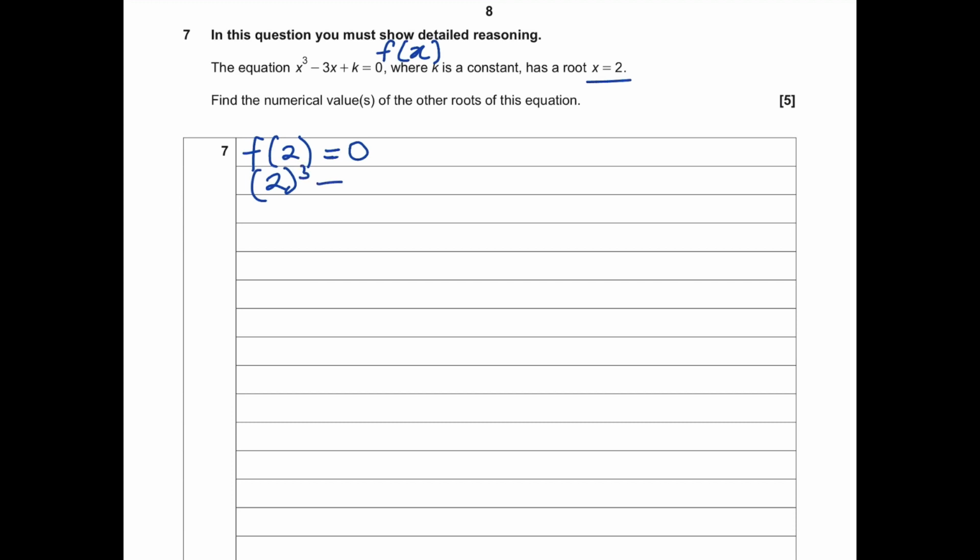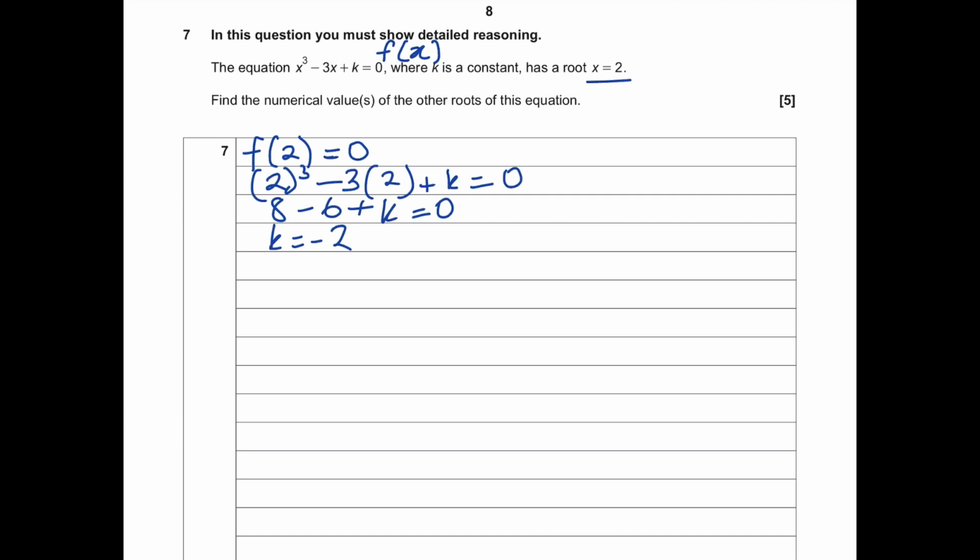2 cubed minus 3 lots of 2 plus k equals 0. Now this will help us to find the value of k. So this is 8 minus 6 plus k equals 0. So we can see that k is equal to minus 2.